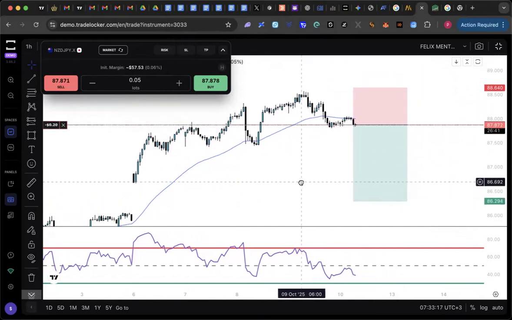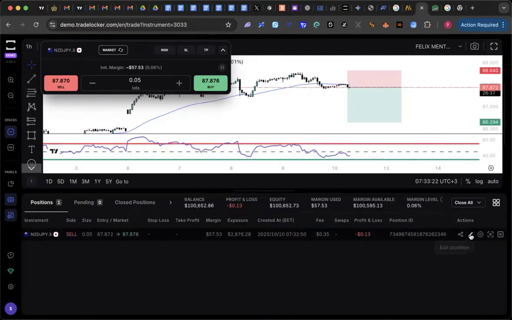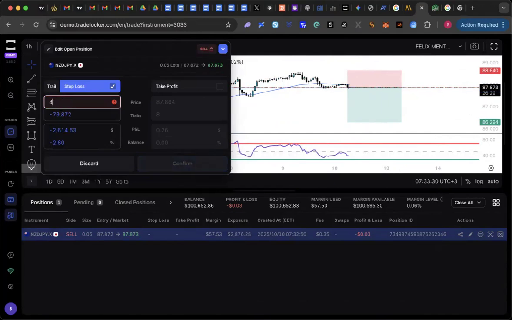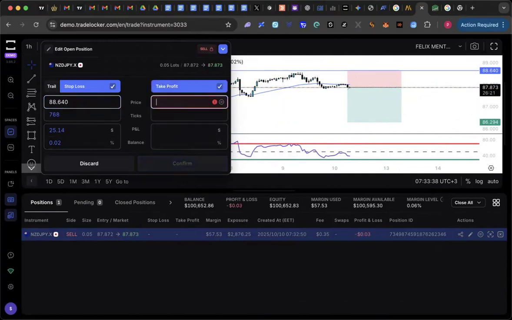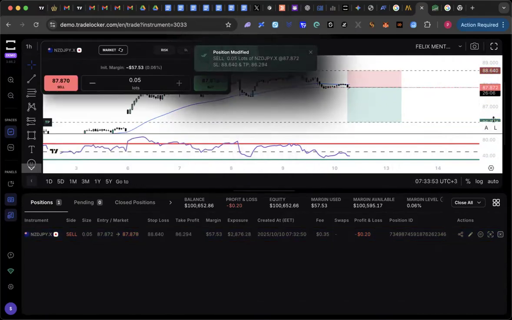1:2 risk reward. So I'll put my stop loss at 88.640. $25. My take profit is 86.294. $51. Confirm. Then allow it to be.